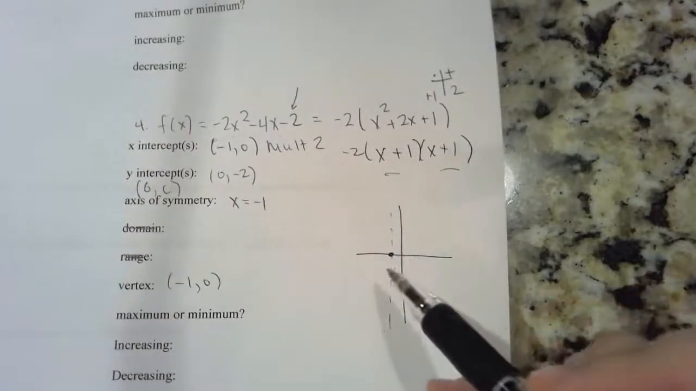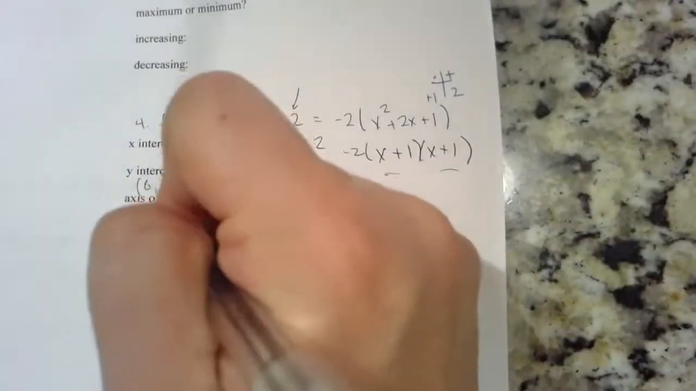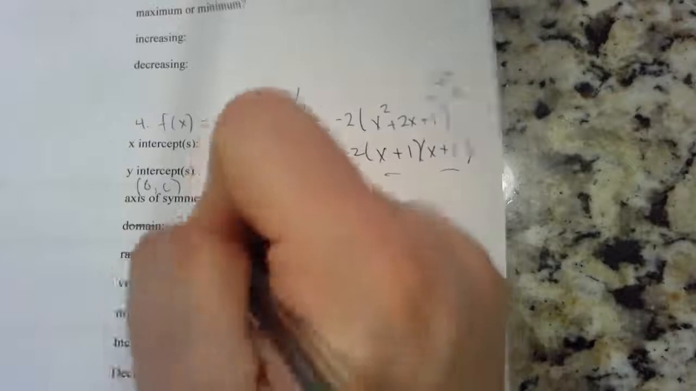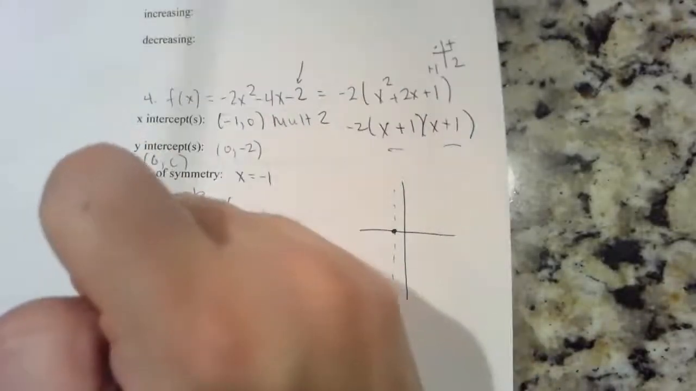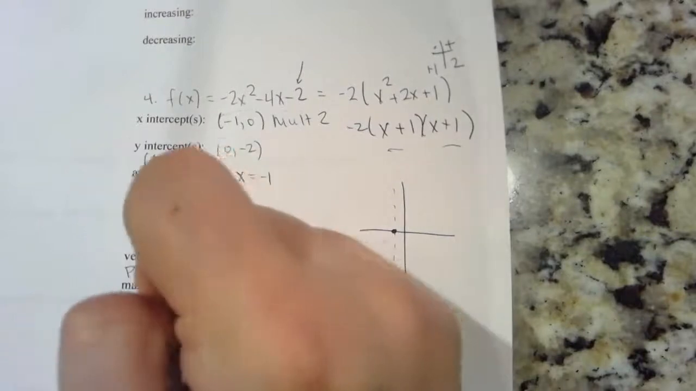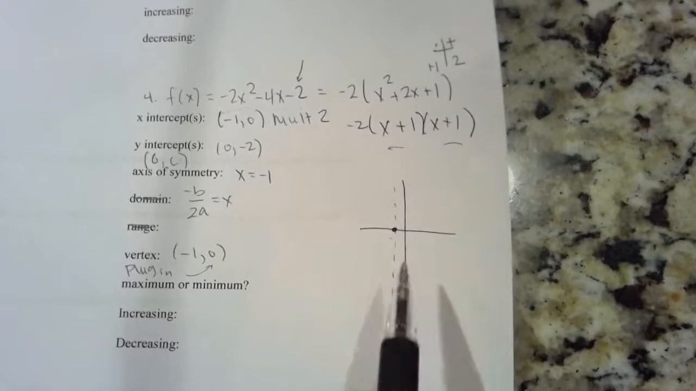Otherwise, if it wasn't landing in the same spot, we would use -b/2a for that. X equals, make sure it says x equals. And then for the vertex, we would plug it in to find y. But in this case, it's on the axis.